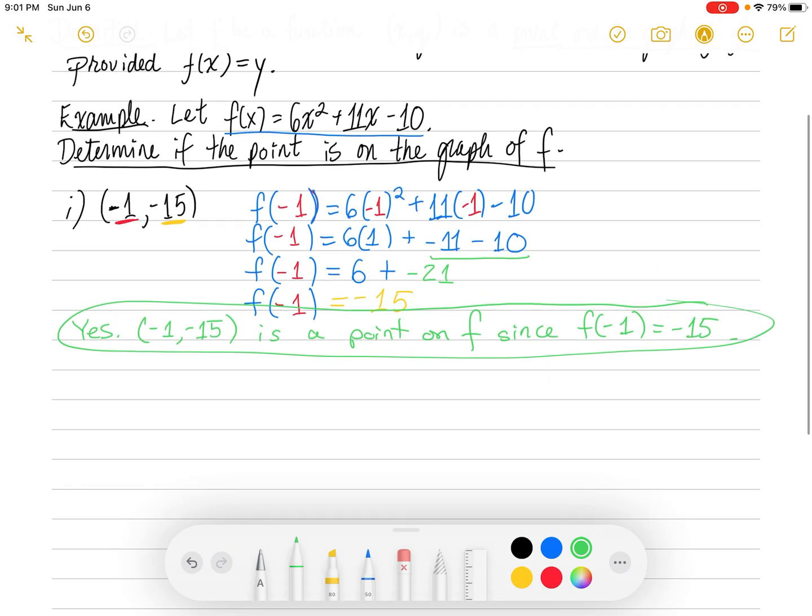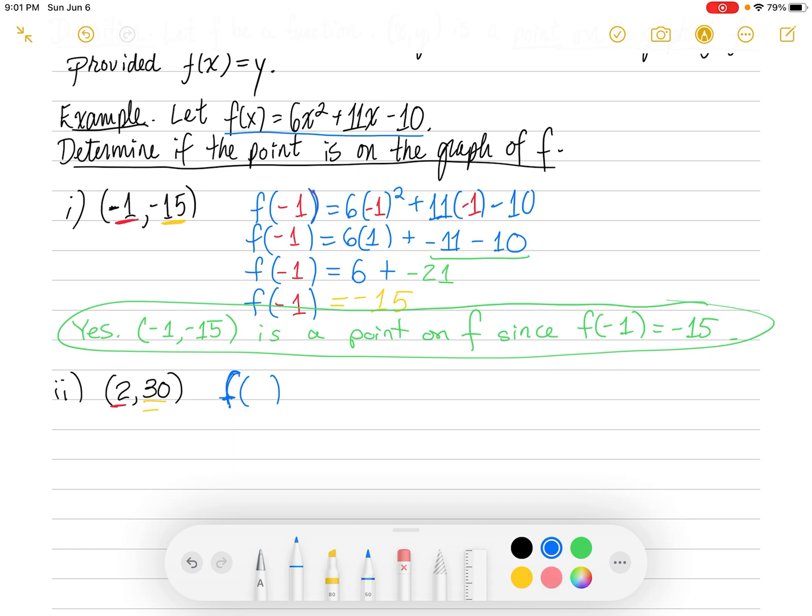Now you want to show your work and you want to write a little statement there describing why it's the case. Number 2, let's look at another point, 2, 30. The question is, is 2, 30 a point on the graph of this function f? Well, let's check. We're going to plug in 2 into the function and see if we get an output of 30. Well, let's see.